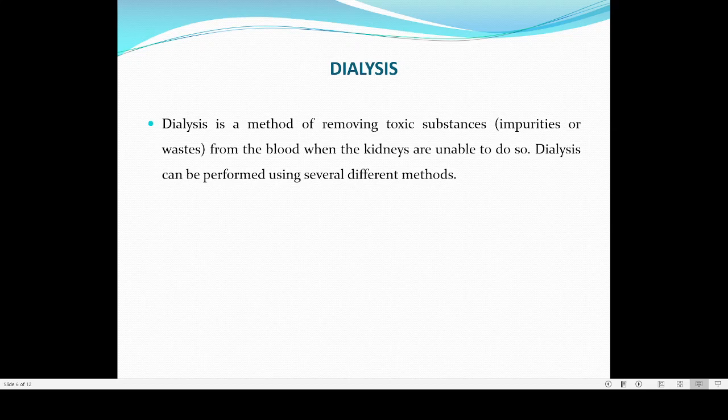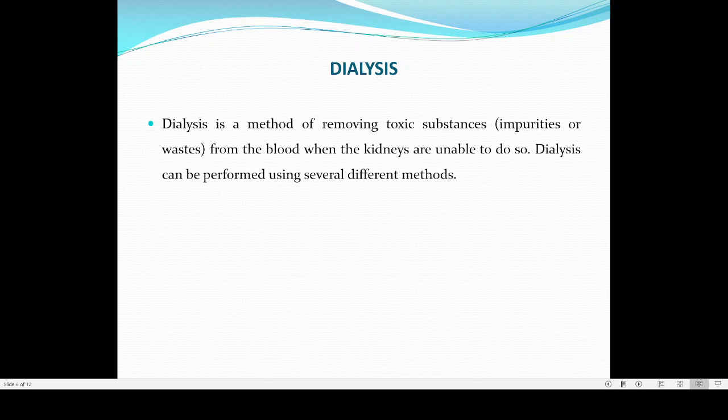Then waste materials will be present in your body, and that will affect the normal functioning of your body. So in such a situation, what doctors normally do is this: the kidney is not working, so the only way we can make our body survive is to remove the waste materials in our blood through an artificial instrument. That technique is known by the name dialysis. It's a method of removing toxic or waste materials present in your blood when our kidneys are unable to do that function.